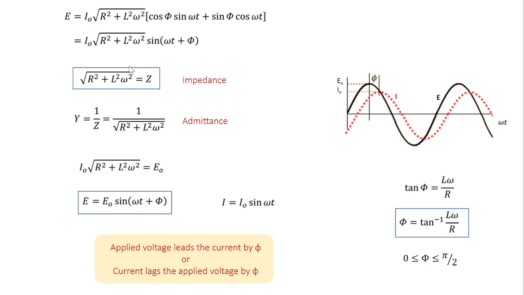Now, what does this term square root of R square plus L square omega square mean? So R is the resistance of the ohmic resistor and L omega is the reactance or resistance of the inductor. So this term essentially gives you the total resistance offered by the LR circuit towards the AC flow. So this total resistance or the effective resistance is known as impedance.